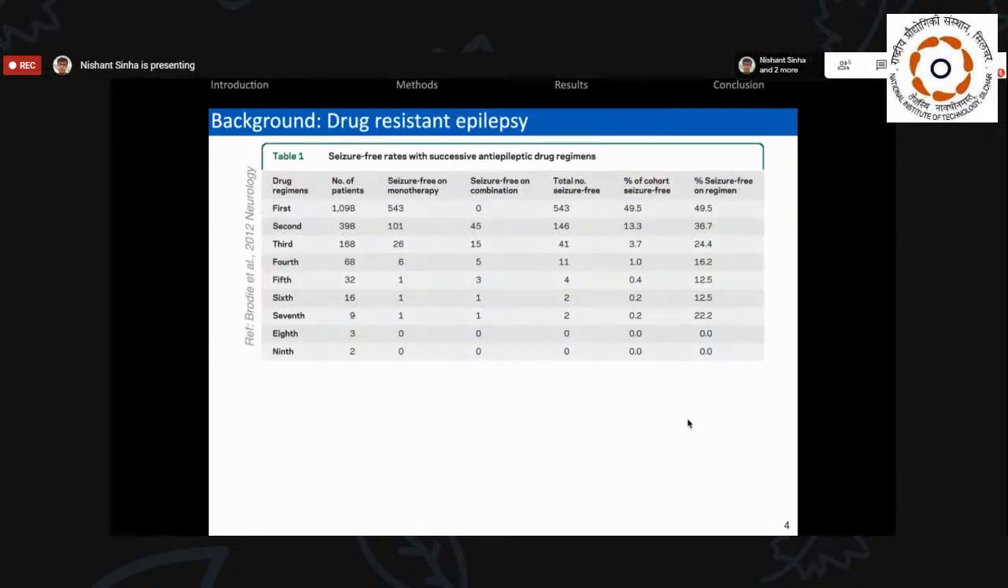Now, this is a study which shows how many patients typically become seizure free after the different treatment, different drug regimen. If we focus here, we see that with the first drug regimen, almost 49.5% of the patients were seizure free. Of the remaining, 13.3% would be seizure free with the second drug regimen. And with the third drug regimen, almost 3.7% of the remaining would be seizure free.